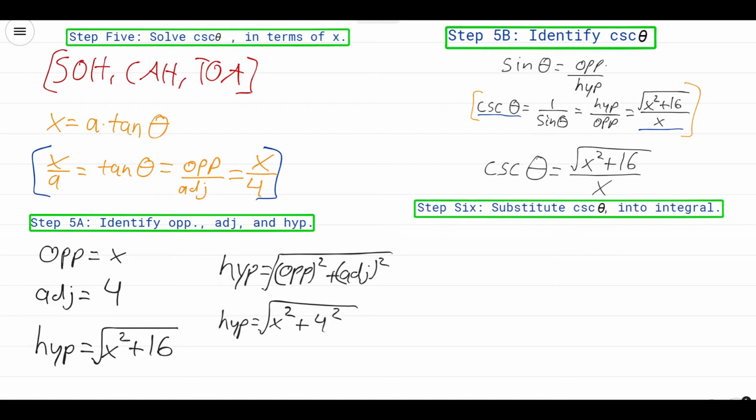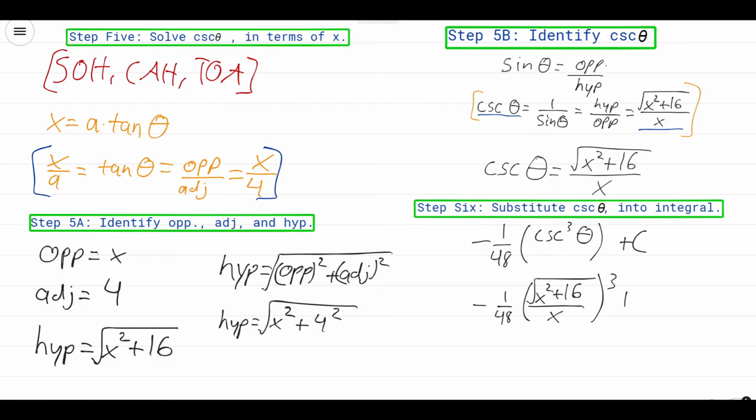Now we're going to substitute cosecant theta into the integral to finish this problem out. We have negative 1 over 48 times cosecant cubed plus c. It's very tempting to say you're finished right at theta, but you're actually not done. You do have to apply trigonometry, and then you're finished. So we can simplify this to negative 1 over 48 times x squared plus 16 over x, all of this being cubed, plus c.